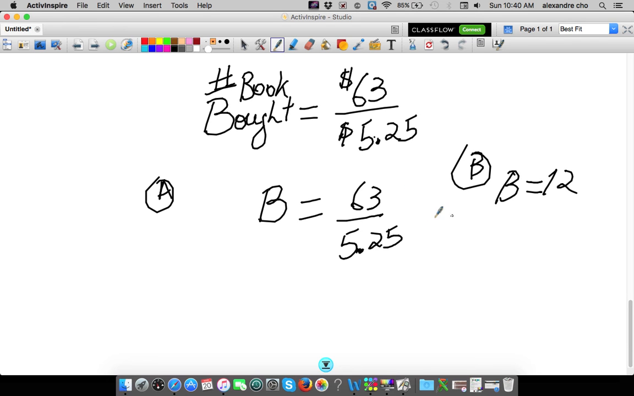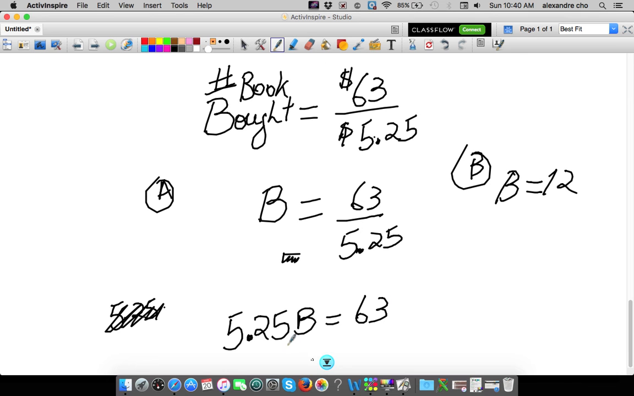The number of books bought. So it's 12. But they probably wanted you to do an equation here. Hang on. Just let me pause this and think about this. All right, I got it. So, the price of the book times the number of books you bought equals $63. There's your equation.